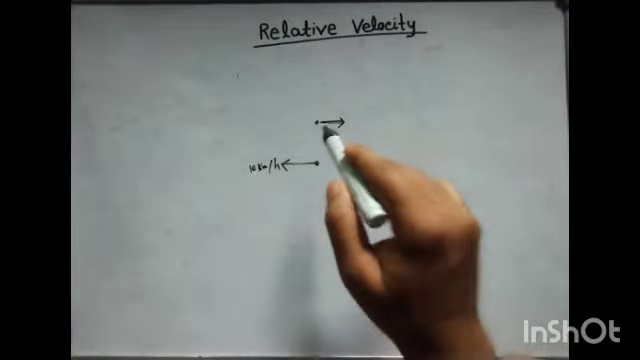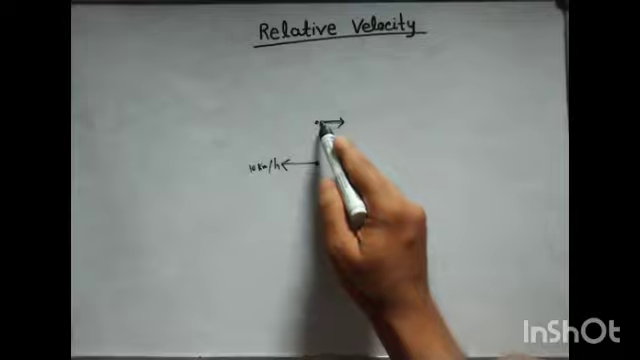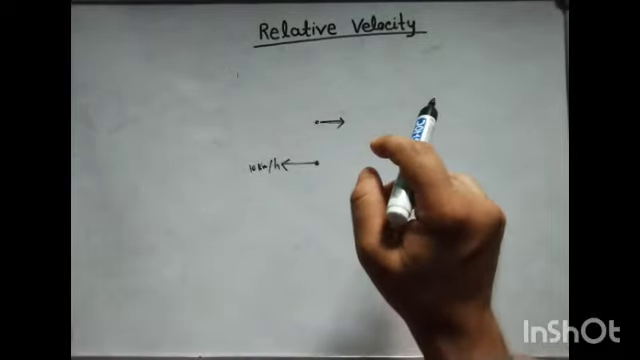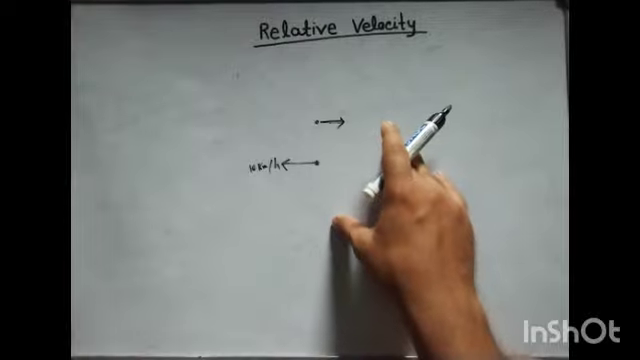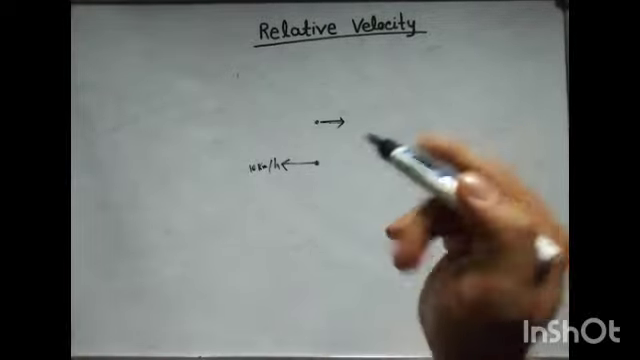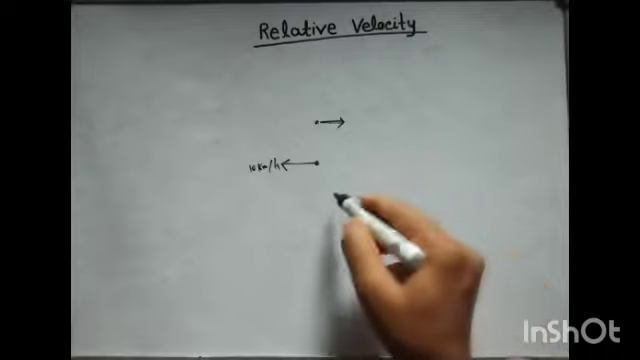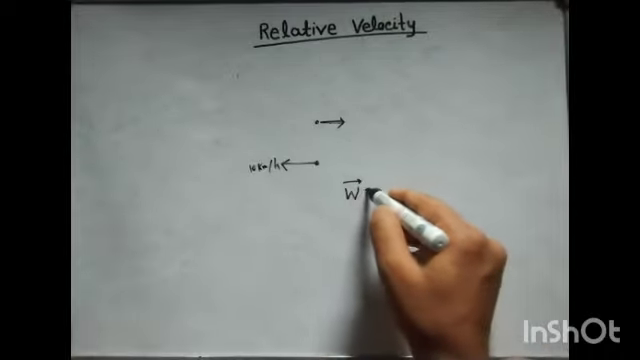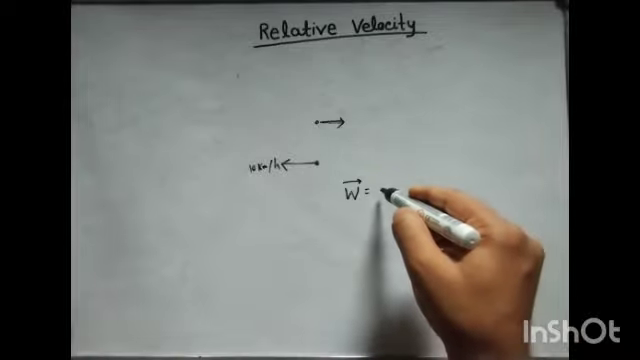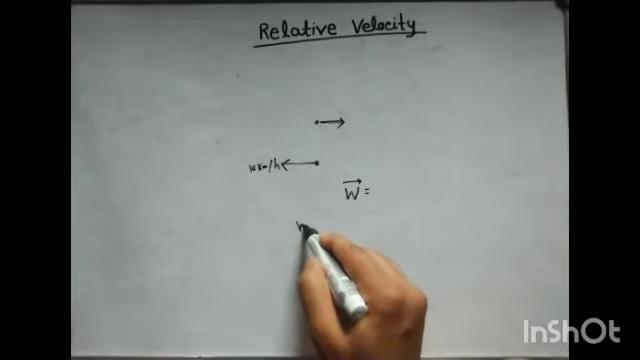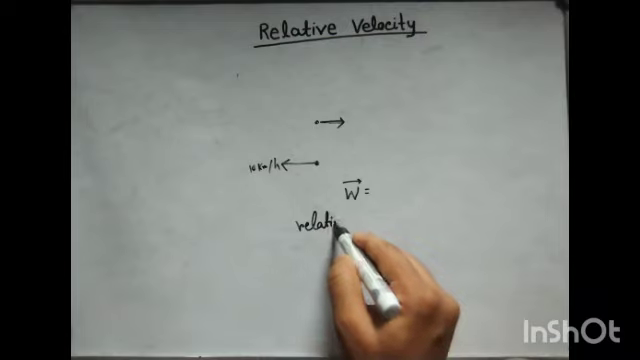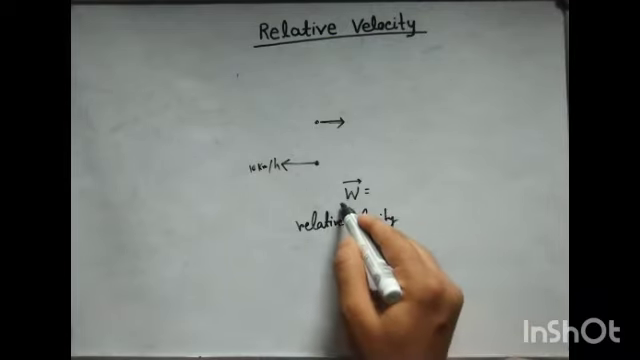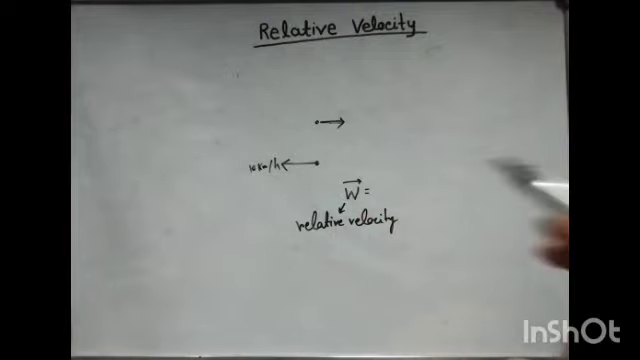So we'll see this case mathematically. The velocity that the tree got is relative velocity. Okay, so the relative velocity, say w vector, is this. W vector denotes here the relative velocity.